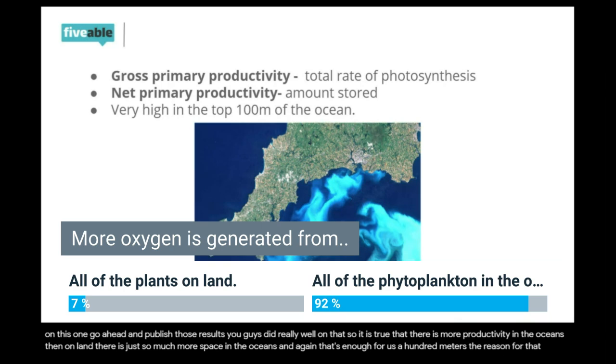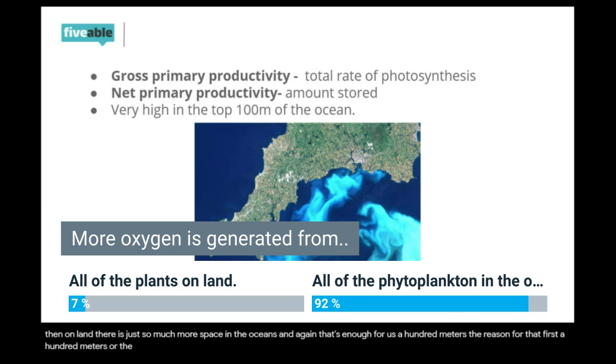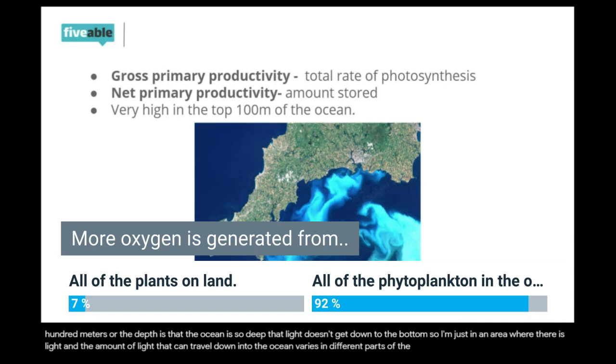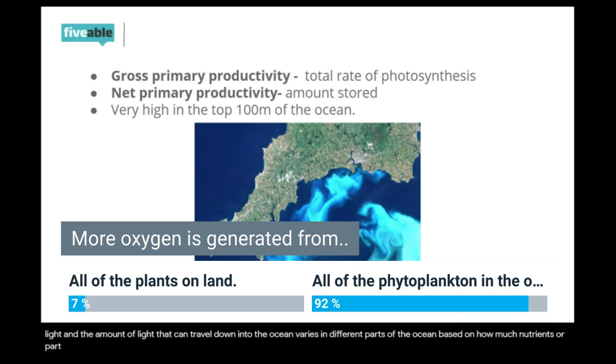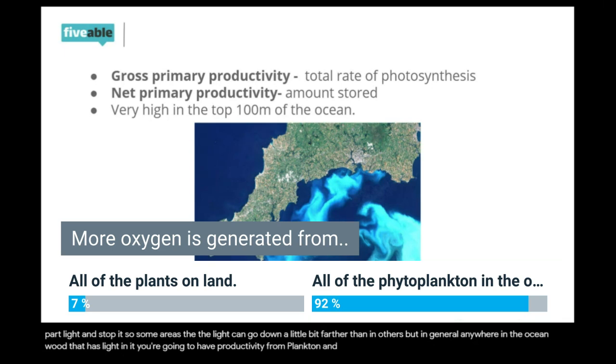The reason for that first 100 meters or the depth is that the ocean is so deep that light doesn't get down to the bottom. So it's just in an area where there is light, and the amount of light that can travel down into the ocean varies in different parts of the ocean based on how much nutrients or particles are in the ocean that's going to absorb that light and stop it. So in some areas the light can go down a little bit farther than in others. But in general, anywhere in the ocean that has light in it, you're going to have productivity from plankton. And it is absolutely massive.